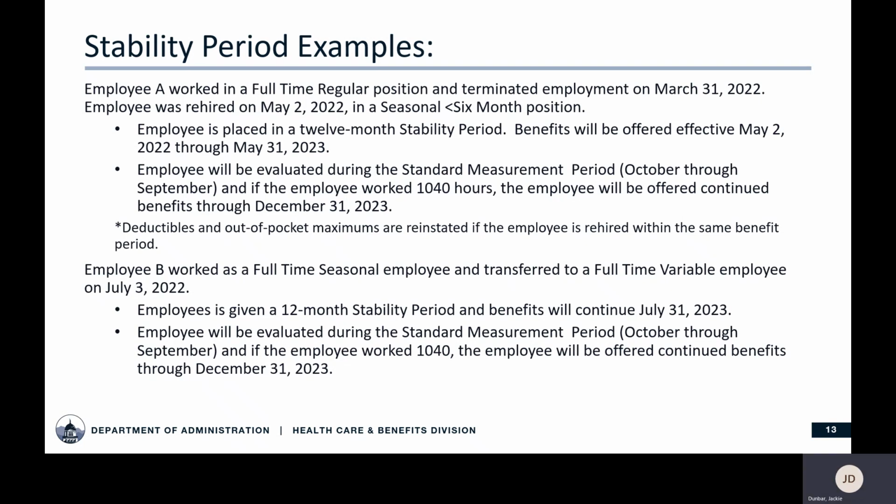Employee B worked as a full-time seasonal employee and transferred to a full-time variable employee on July 3rd, 2022. Employee is given a 12-month stability period and benefits will continue through July 31st, 2023. Employee will be evaluated during the standard measurement period, October through September, and if the employee worked 1,040 hours, the employee will be offered continued benefits through December 31st, 2023.